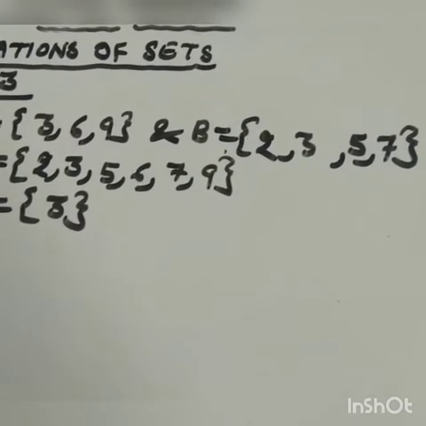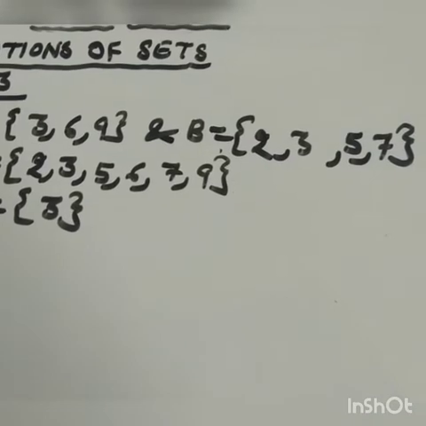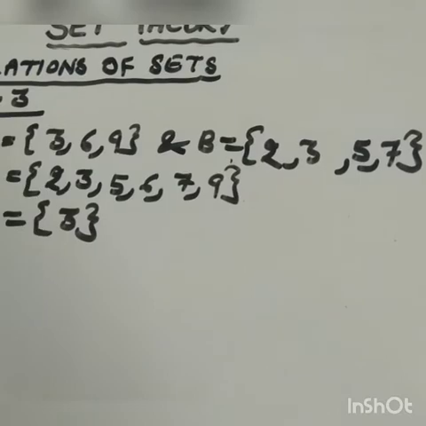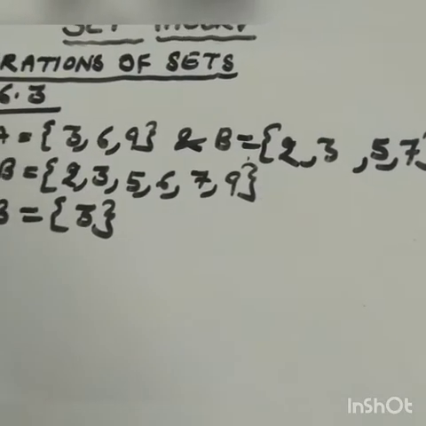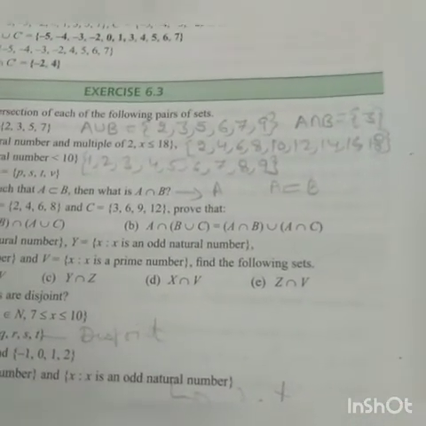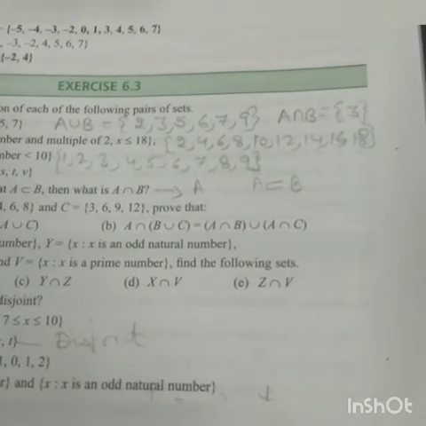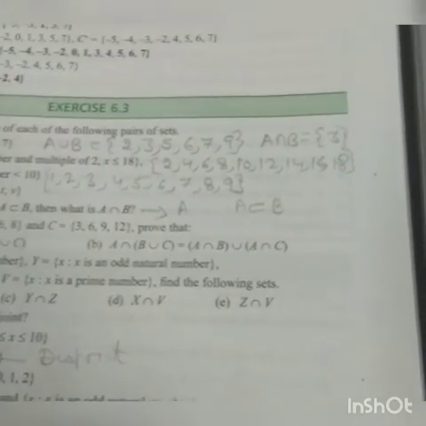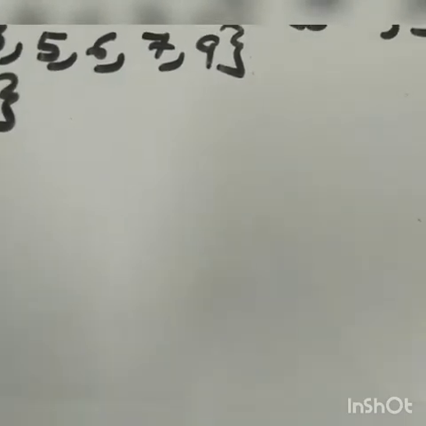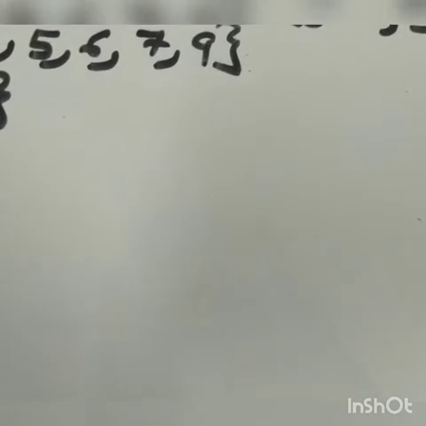Now in question number 1, part A I have already done, and B and C you may try. Then question number 2: if A and B are two sets such that A is a subset of B, then what is A intersection B? It will be set A itself, because A is a subset of B, so A is fully contained in B. Therefore, the answer will be A.